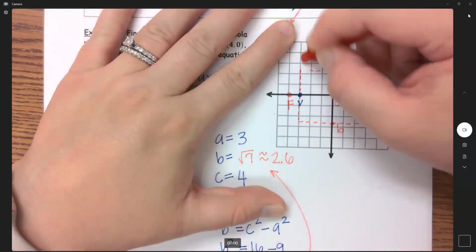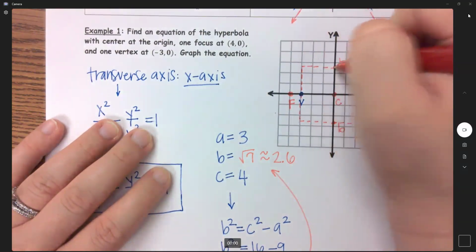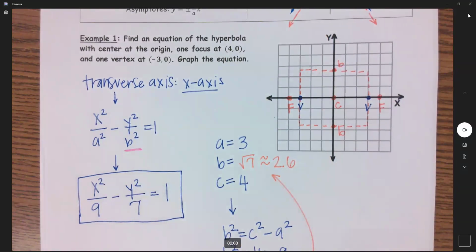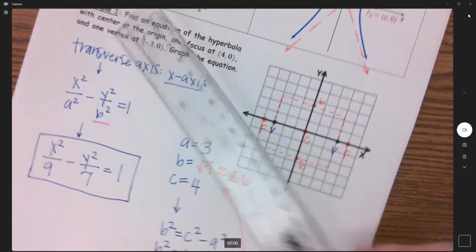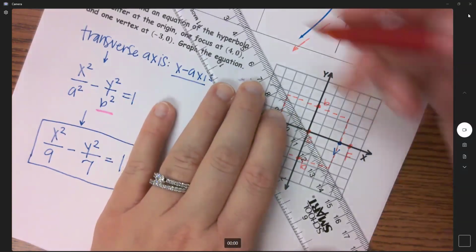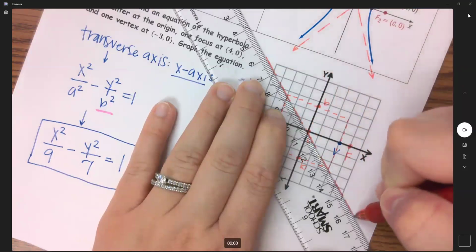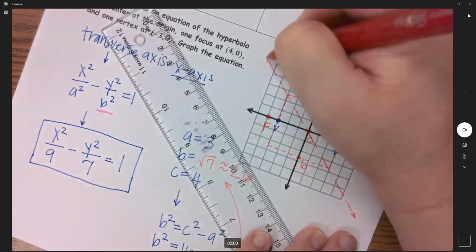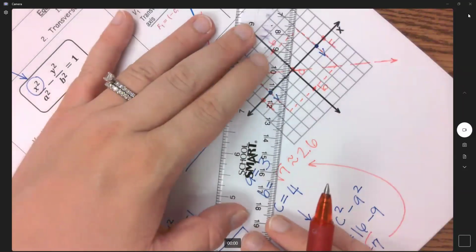Let me kind of fix this. This doesn't look accurate. Let's go up a little bit. It looks a little bit better. Okay, this is what guides me to make my asymptotes. So now I will take my ruler and I'm going to go corner to corner through the center, and now I'm going to make big dashed lines for my asymptotes. There's one asymptote. And corner to corner through the center.